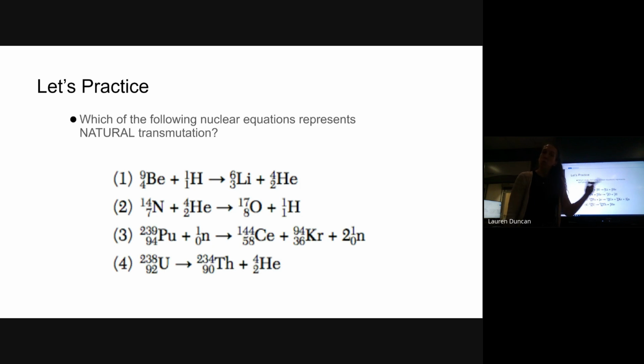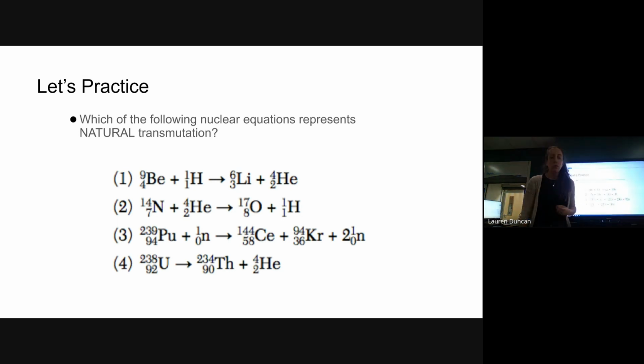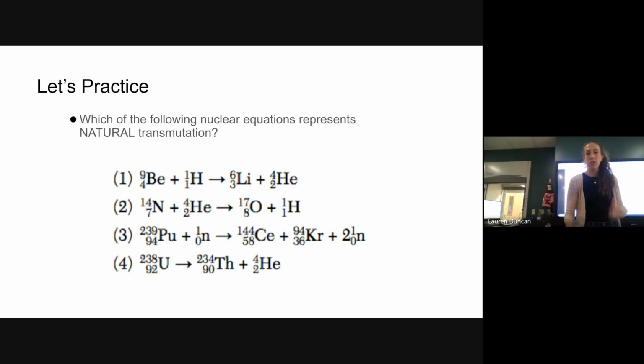The other choices, 1, 2, and 3, all represent artificial transmutation because there are 2 particles before the arrow. One of them is the stable nucleus. The other is the particle that we bombard or hit that stable nucleus with. So artificial transmutation reactions always have 2 reactants and 2 products. And natural transmutation, like number 4, always has 1 reactant, and it makes 2 products.